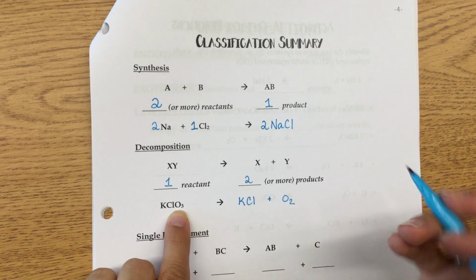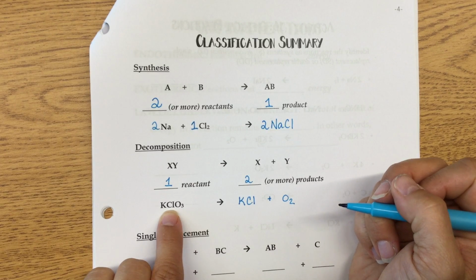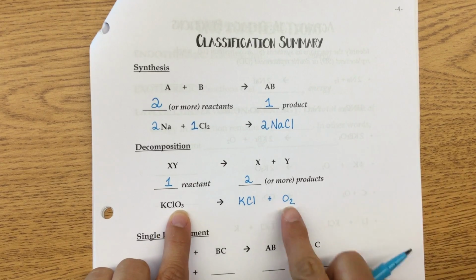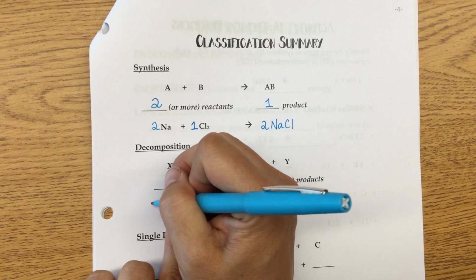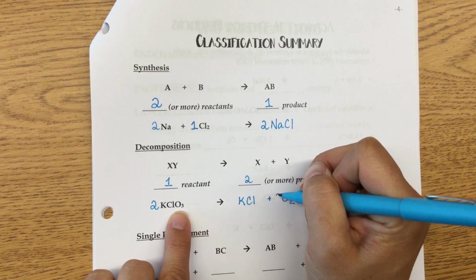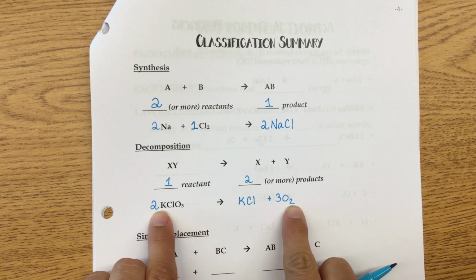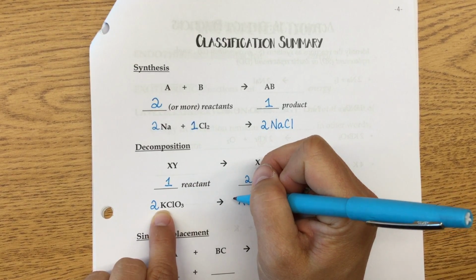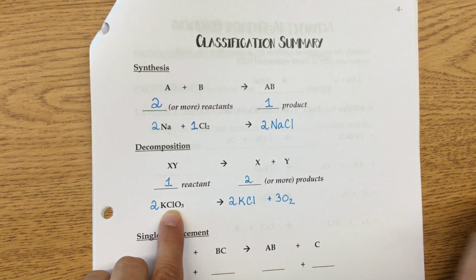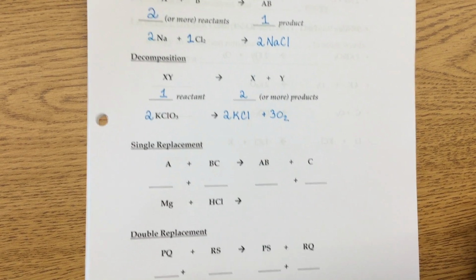We have 3 oxygens here and 2 oxygens here. So I'm going to make this a 2 and this a 3. Now I have 6 on both sides. And I have 2 potassiums and 2 chlorines, so I'll put a 2 there, and we're balanced.